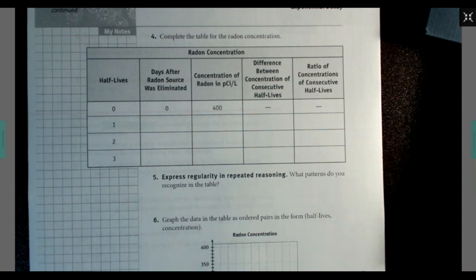Here in questions 4 to 7, it says, complete the table for the radon concentration. Half-lives, we're going to count those. Remember, those are every 4 days. So that's 0 half-lives, 1 half-life, 2 half-lives, 3 half-lives. Okay? And remember that this is calculated every 4 days.